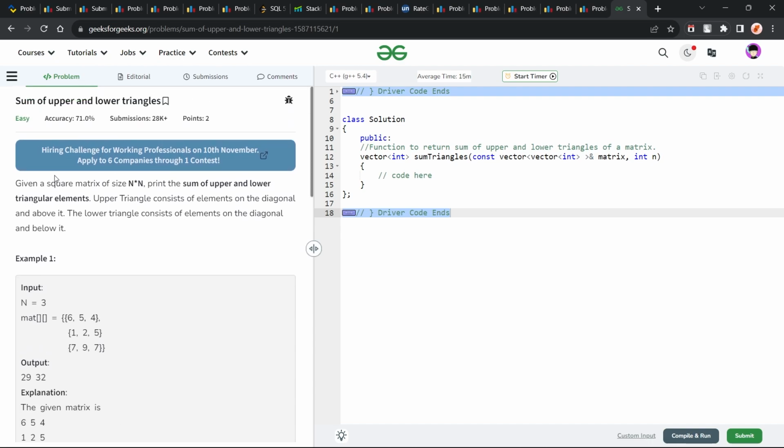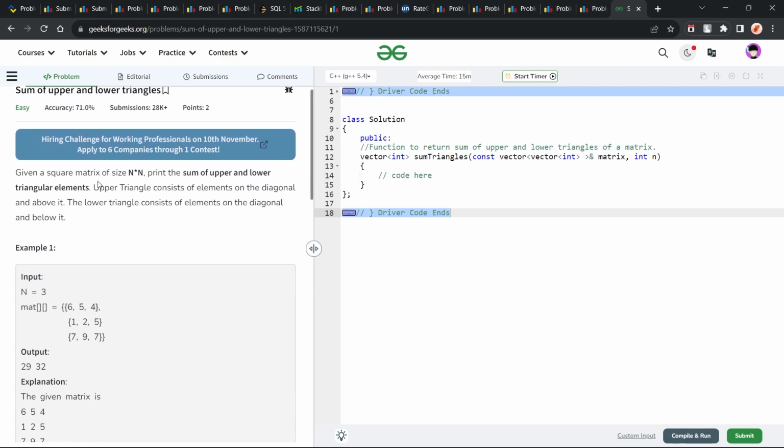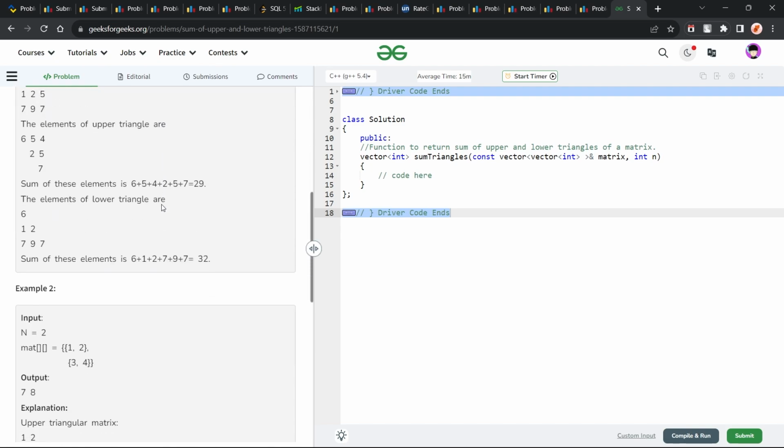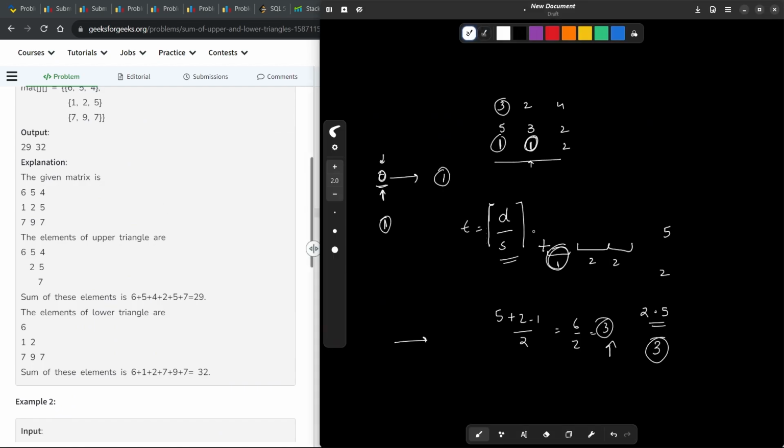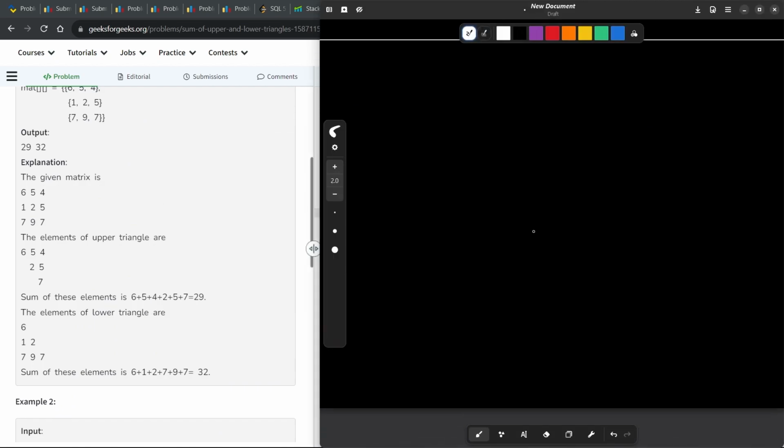So let's just start with the problem, and I just finished making the LeetCode problem of the day. So this problem says that we have been given an n by n matrix, and we have to print the sum of upper and lower triangular elements. This is a very basic problem and a very simple interview type of problem, I believe. They've told us the definition: the upper triangle consists of elements that are on the diagonal and above it, and the lower triangle consists of elements that are on the diagonal and below it.